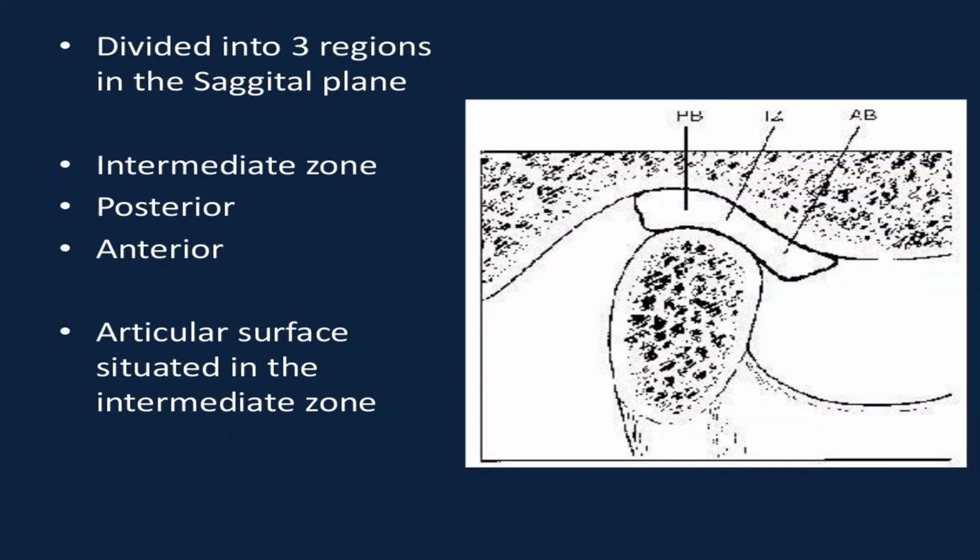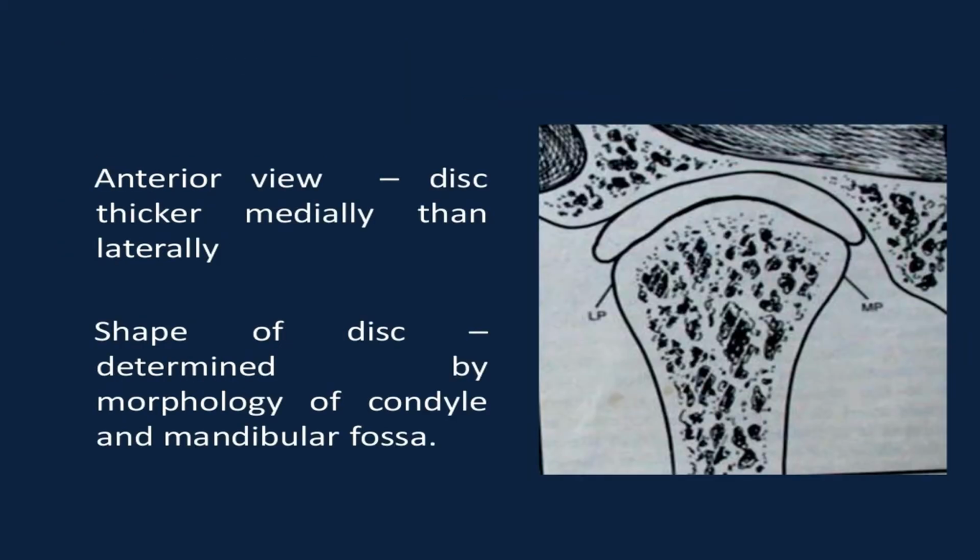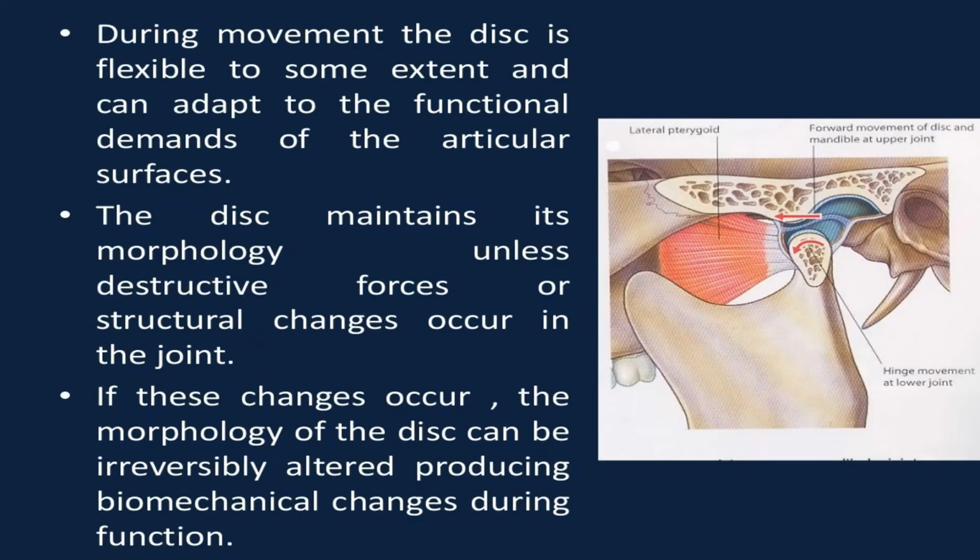Divided into three regions in the sagittal plane: the intermediate zone, posterior band and anterior band, with the articular surface situated in the intermediate zone. In anterior view, the disc is thicker medially than laterally. The shape of the disc is determined by the morphology of the condyle and mandibular fossa. During movement the disc is flexible to some extent and can adapt to the functional demands of the articular surfaces.